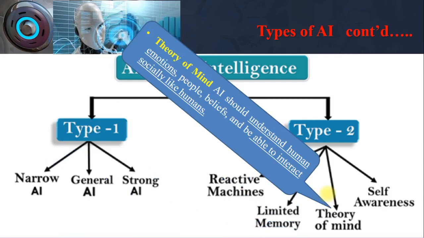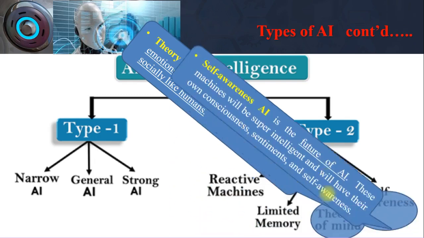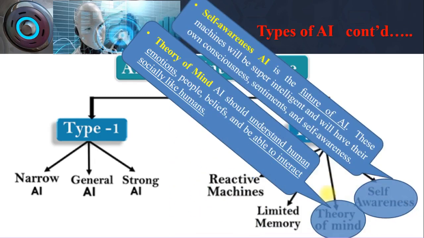The machines categorized under theory of mind can understand human emotions, beliefs, social interaction, and the like. Such machines can act like human beings, or they can understand human activity. Such machines are said to be theory of mind. The last type of artificial intelligence, according to functionality, is self-awareness artificial intelligence.